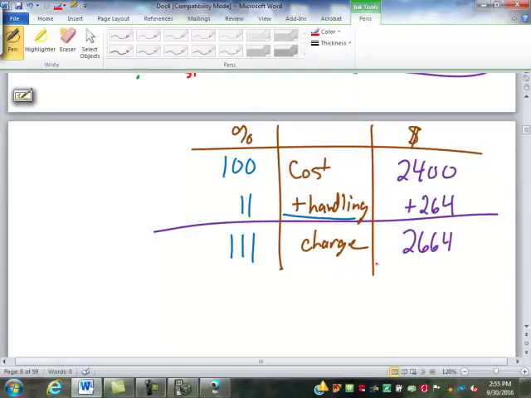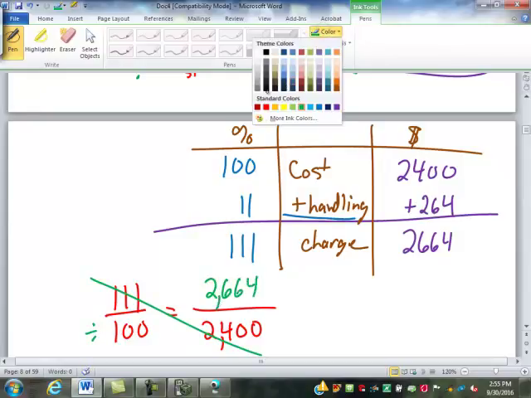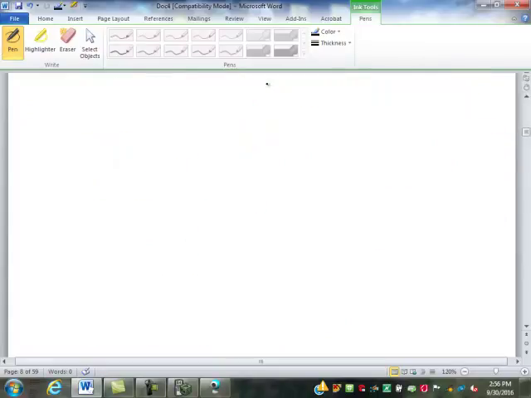So for this problem, rather than finding the $264 and adding it on, we could have found 111% of the original $2,400. And when we cross multiply and divide, that'll give us $2,664. Now again, in a problem like this, it's about the same amount of effort either way. But we can run into a problem like this one.